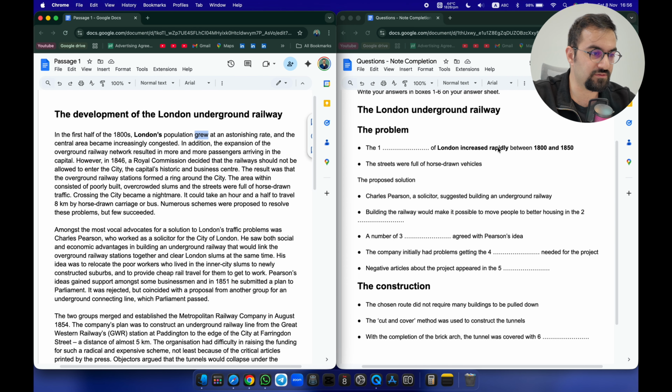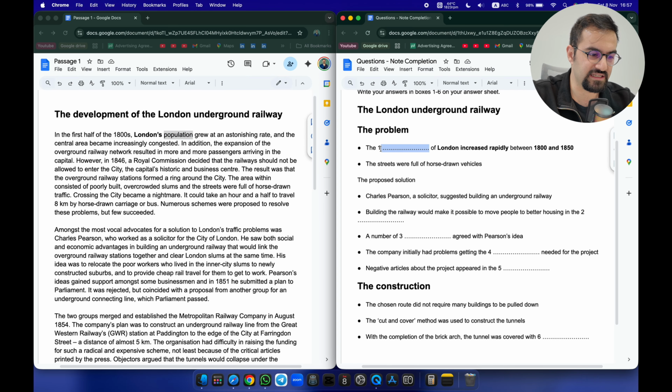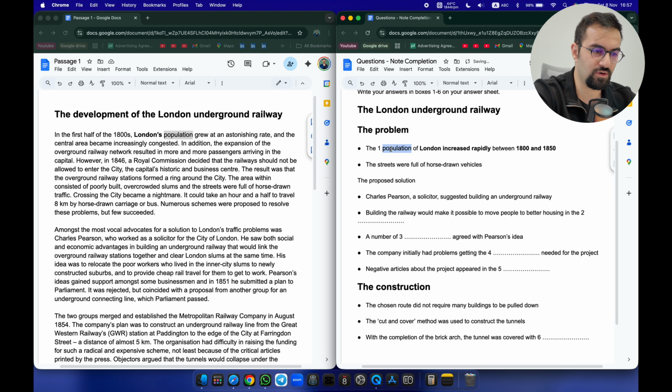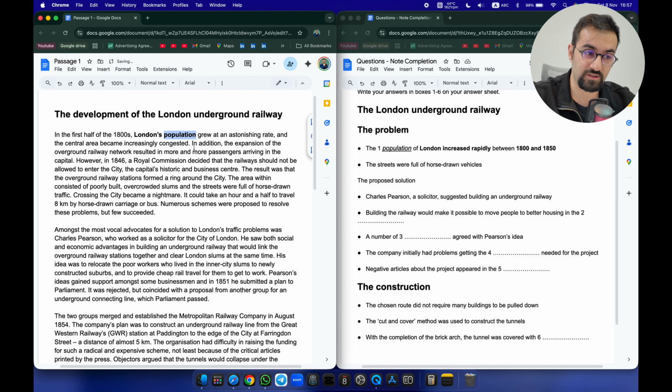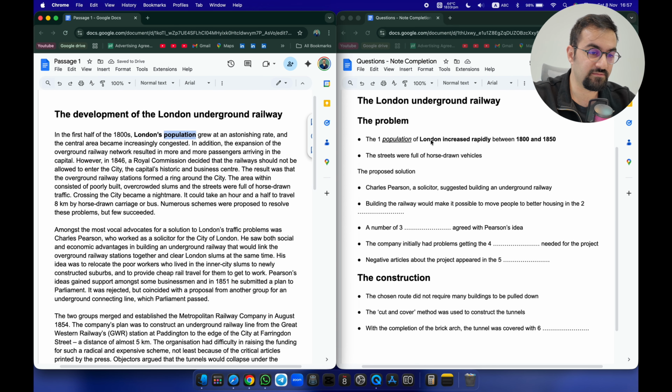And also, instead of "rapidly," it says "at an astonishing rate," which already means rapidly, which means fast. An astonishing rate is fast. And that's why I can take my answer as population, and I can easily place it here. So I'll just do this so that we can recognize it easily. So the answer is population. And look what happened. I understood my question easily, and from the first sentence I found the answer.